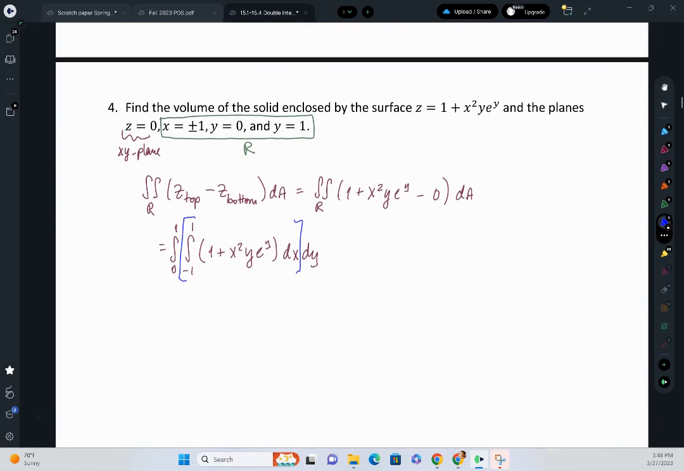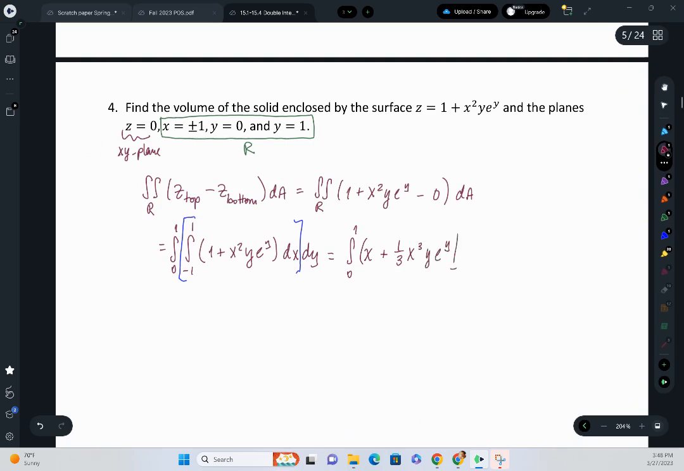All right, integrating with respect to x, remember all the y's are just constants. That's it. So this gives me the integral from 0 to 1, and then the integral with respect to x. The antiderivative of 1 will be x. The antiderivative of the x squared y e to the y: e to the y is just going to stay there. It's a multiplier. The x squared is where we focus. That gives us a 1/3 x cubed y e to the y. And we're going from -1 to 1. And then we'll have our dy after we evaluate that.